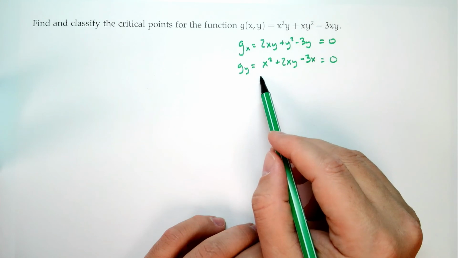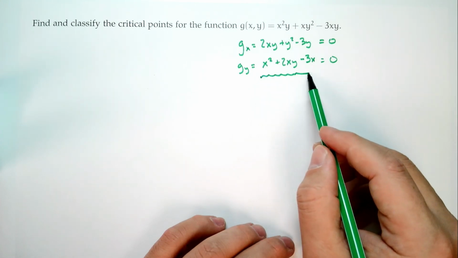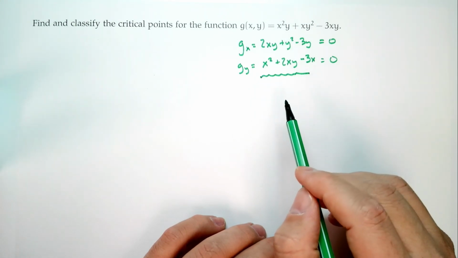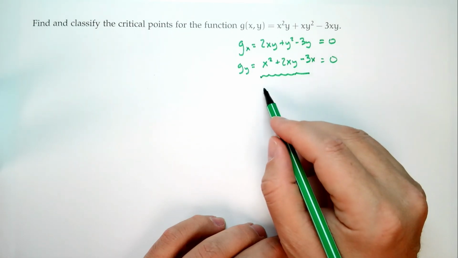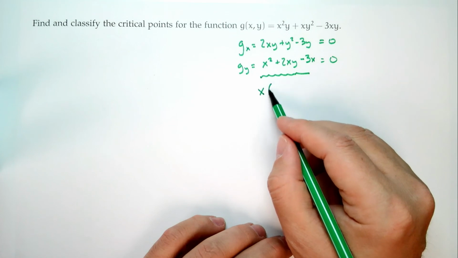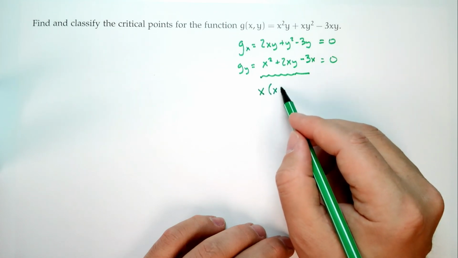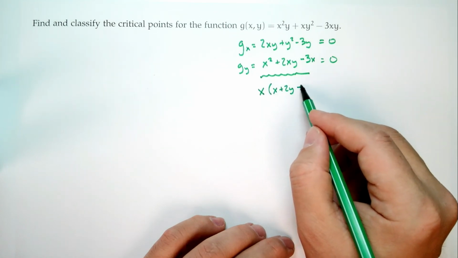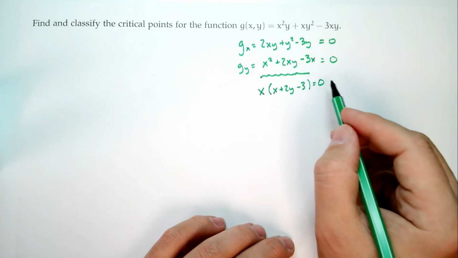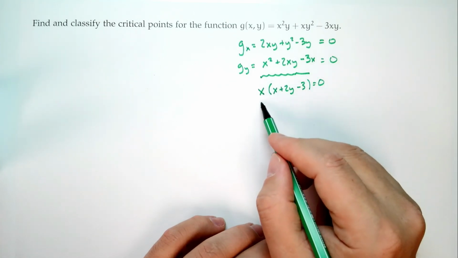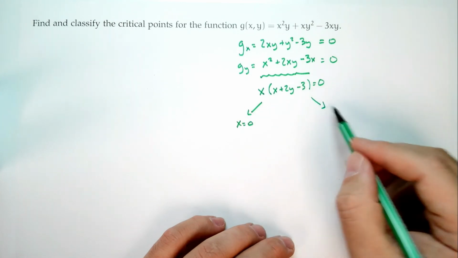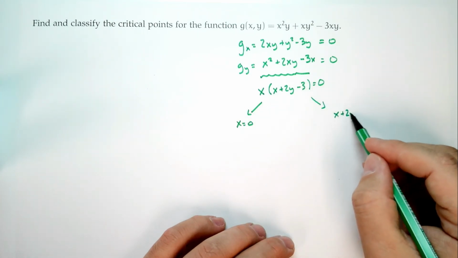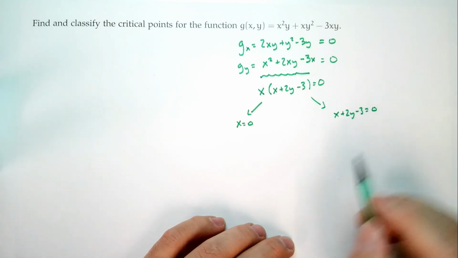Now, it looks a little bit daunting, but look at all the terms a little bit closer. What do they all have in common? They all have x. So that means we can factor. If I pull out an x, I get x times (x plus 2y minus 3) equals 0, which means that we're in one of two cases. Either x is 0, or x plus 2y minus 3 is 0.